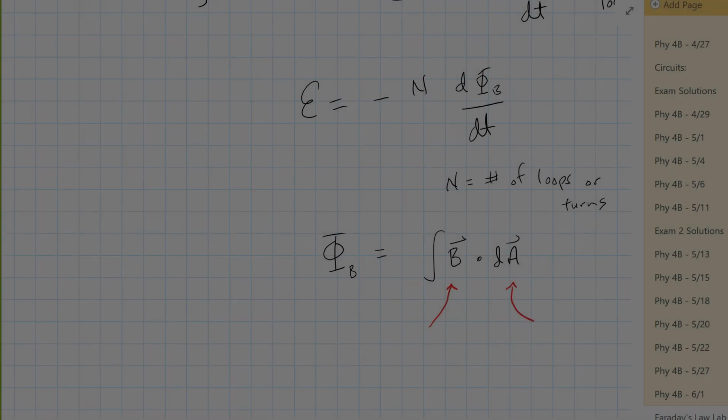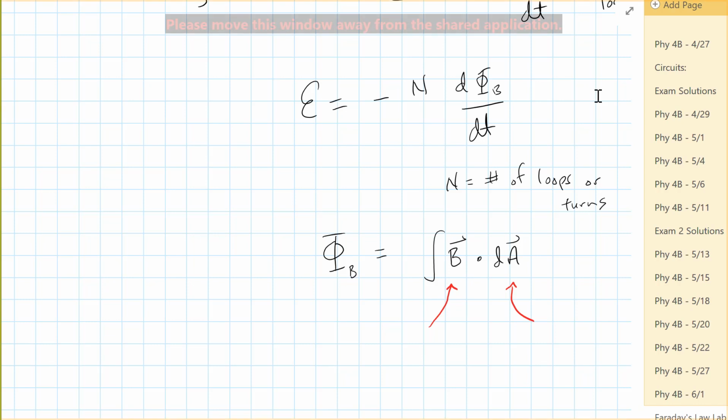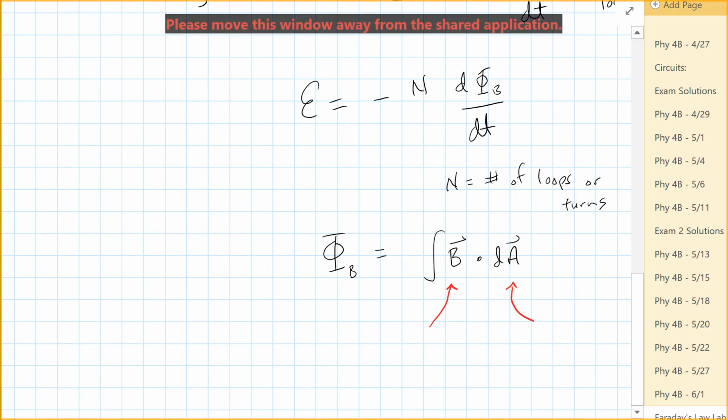So increasing or decreasing the magnetic field strength is one tool we have for changing the flux. Increasing or decreasing the area of the loop, the area that the wire defines, is another way. And the third is the orientation, changing the orientation between the two.